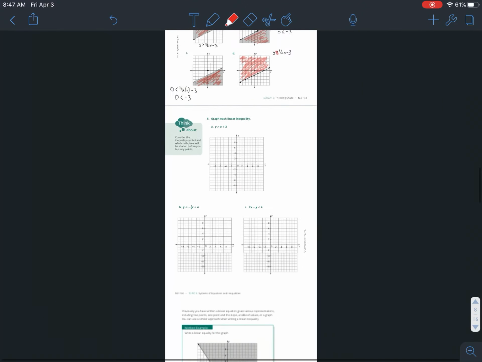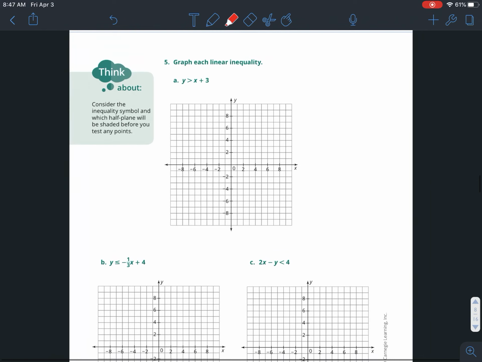Let's do these 3, and then I'm going to call it a day. We're going to be graphing the 3 linear inequalities, and then I will continue the rest of this tomorrow or on Monday with you guys. So graph each linear inequality.